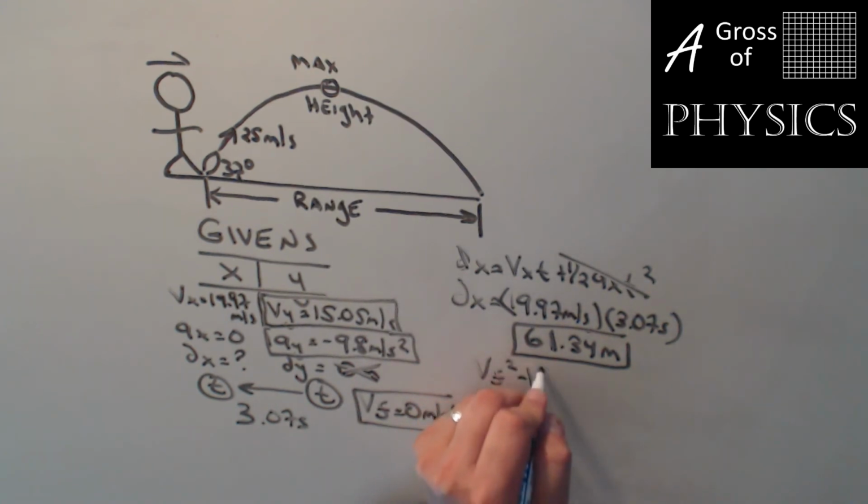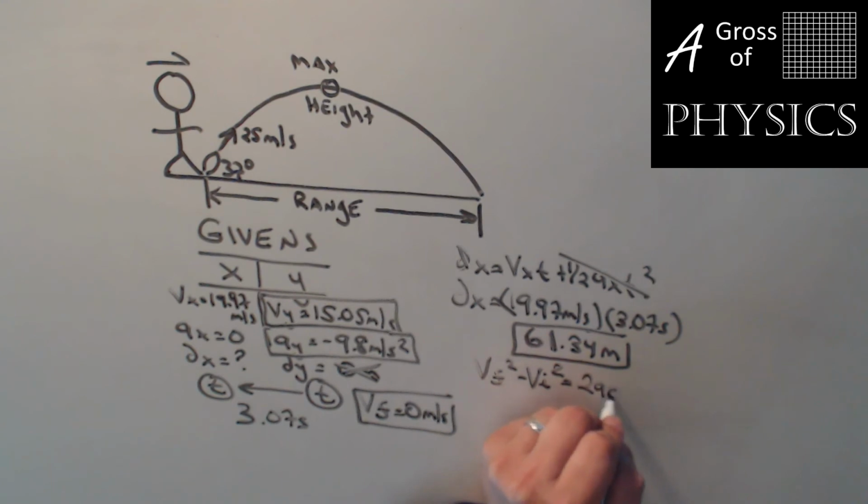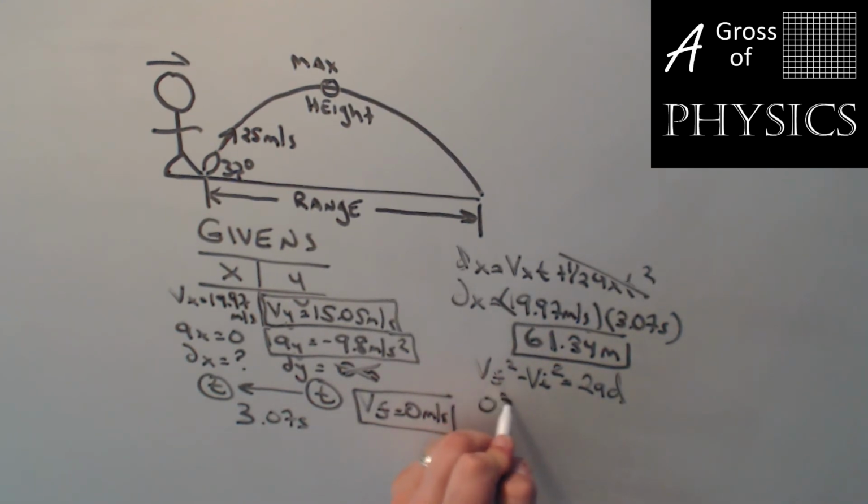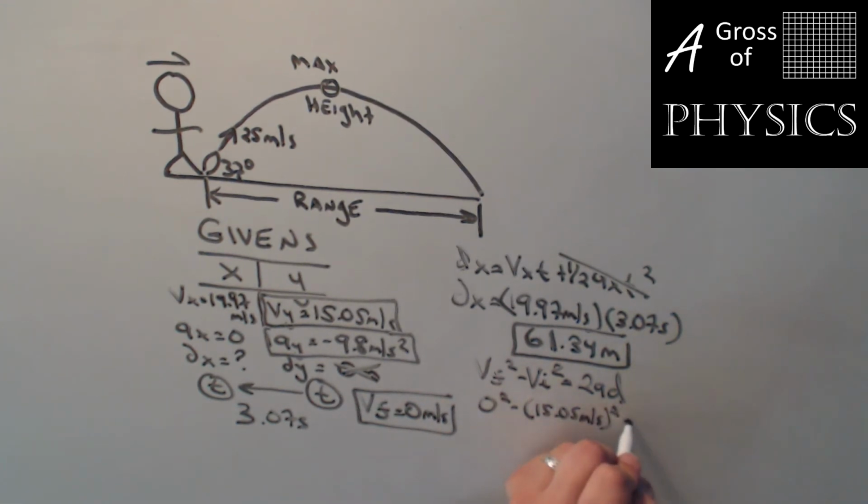Vf squared minus Vi squared equals 2AD. 0 squared minus 15.05 meters per second quantity squared equals 2 times negative 9.8 meters per second squared times d. All right, so here's what we do. 15.05 squared, and that's 226. Divide it by 2 times 9.8, which is 19.6, and we'll get 11.56 meters. So that's the max height in the air.